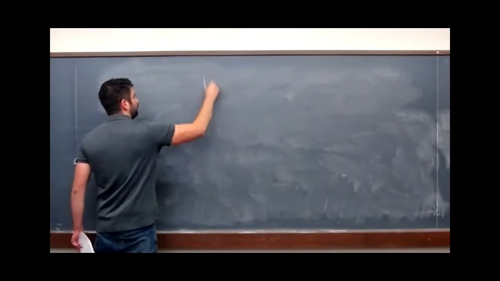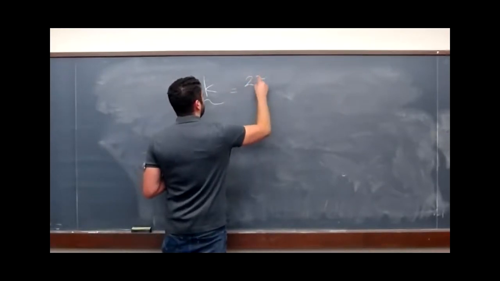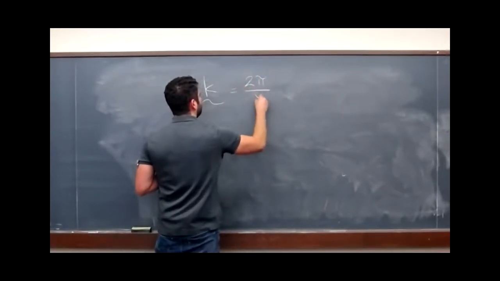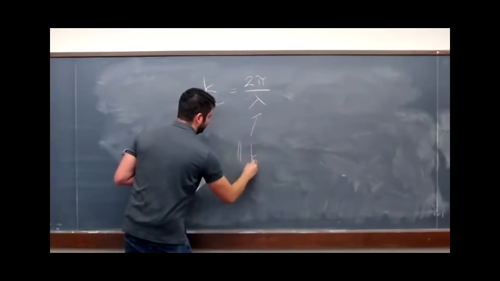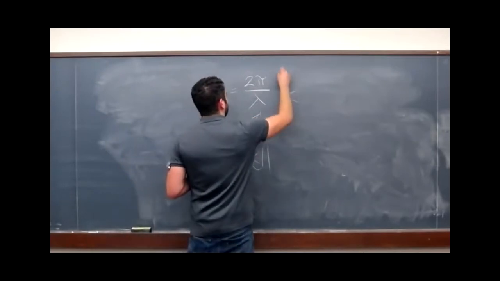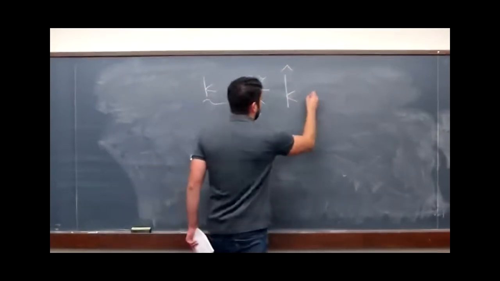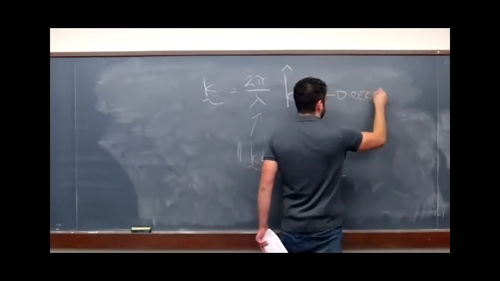And as a reminder, the wave vector k is equal to 2 pi over lambda. So this is the magnitude of the wave vector times the direction. And this k hat is the direction of propagation.